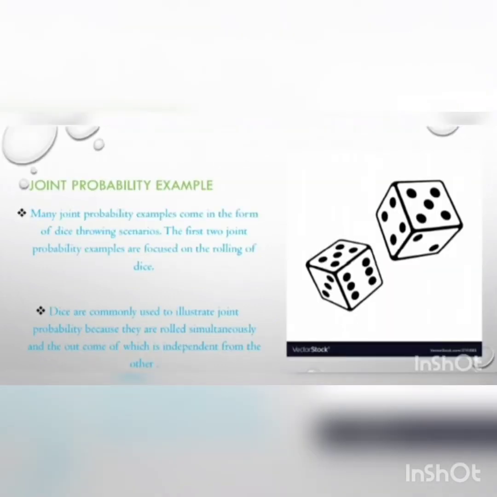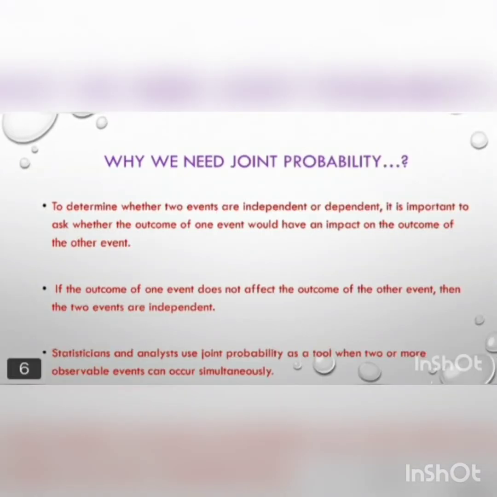Joint probability example. Many joint probability examples come in the form of dice throwing scenarios. The first two joint probability examples are focused on the rolling of dice. Dice are commonly used to illustrate joint probability because they are rolled simultaneously and the outcome of one is independent from the other.